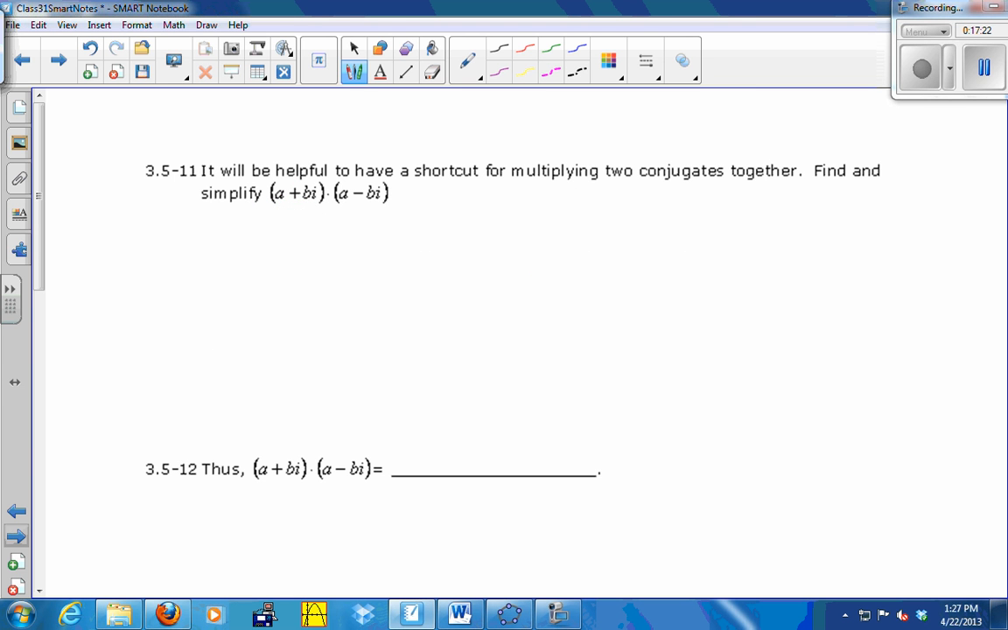So this is going to be so handy that it might be helpful to have a shortcut for how to multiply two complex conjugates together. So a plus bi times a minus bi. We FOIL it out. First, a times a is a squared. Outer is minus abi. Inner is plus abi. And last is negative b squared i squared.